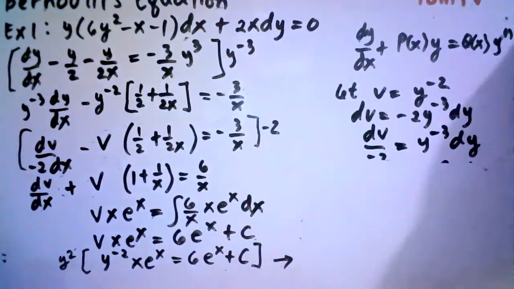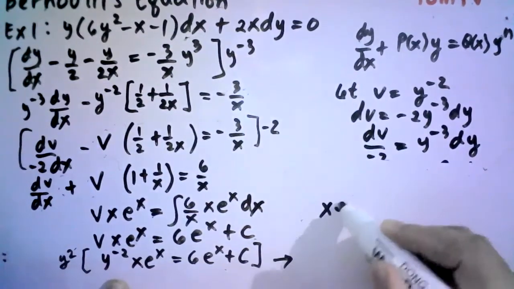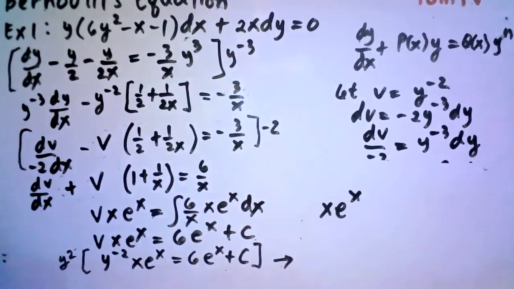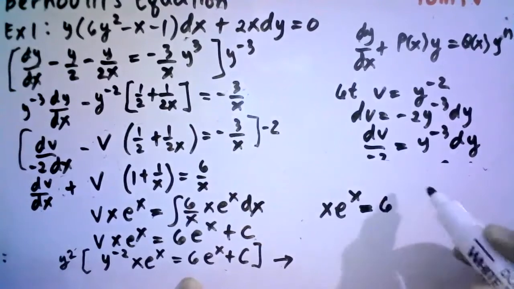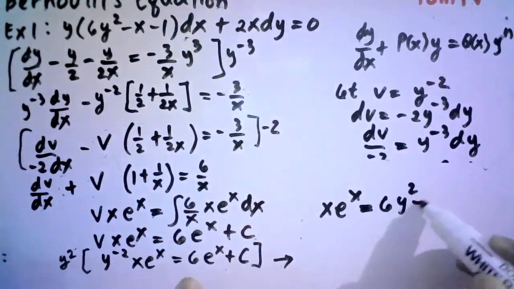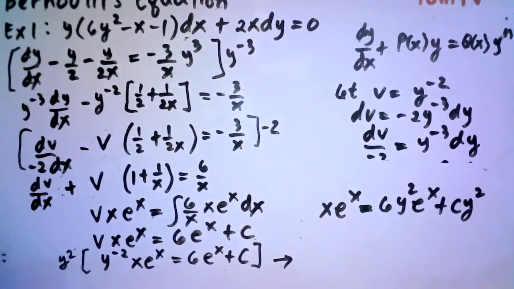Our final answer now is, when we multiply this one to this part, we have x e to the x. And then to this part, we have equals 6y squared e to the x plus c y squared. Okay, so this will be our final answer for this example.